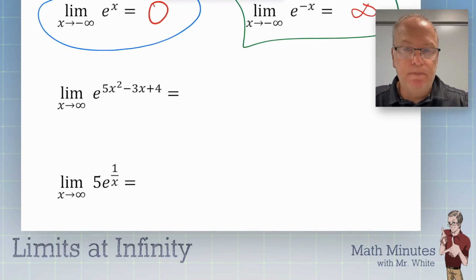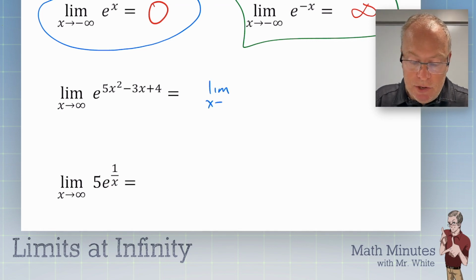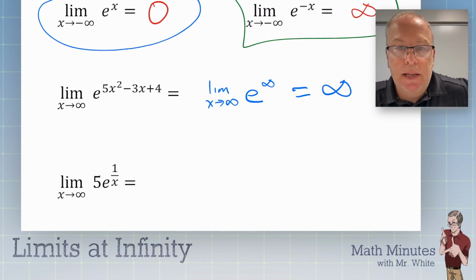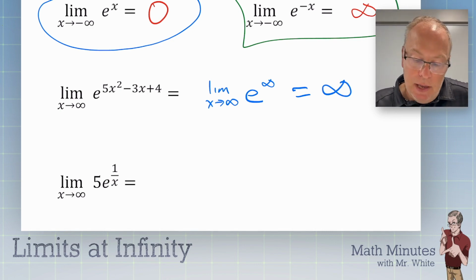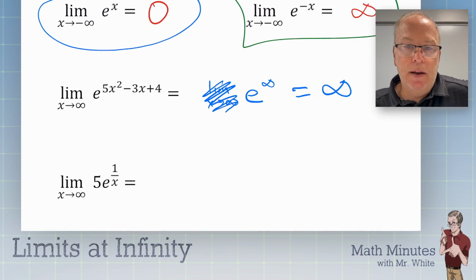What about this question? Does it matter if I put a 5 in the front and a polynomial like this? No, this is still the limit as x goes to infinity on a really big exponent. So this is equal to infinity in the end. You're going to end up getting infinity out of this thing.